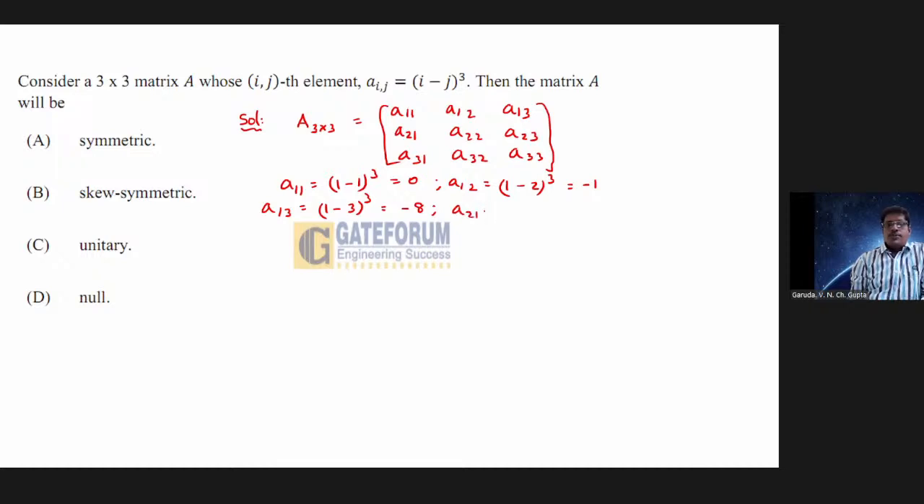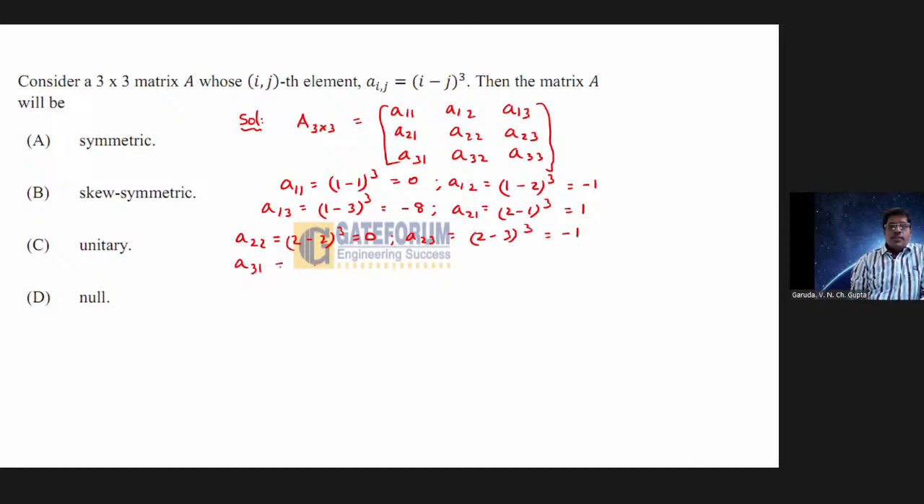A21, second row first element, i value 2, j value 1. So (2 minus 1) whole cube, that is 1. Next, A22, diagonal element. So i value 2, j value 2. (2 minus 2) whole cube, that is 0. So here the diagonal element seems to be 0. A23, i value 2, j value 3. So (2 minus 3) whole cube, which is again minus 1.